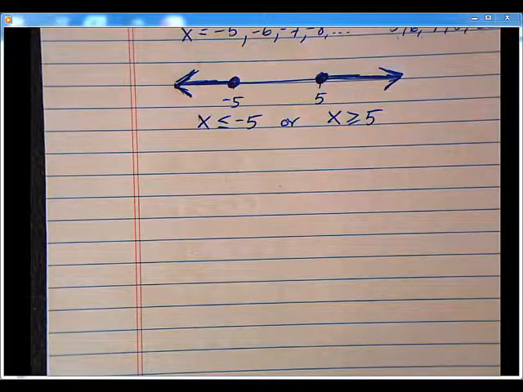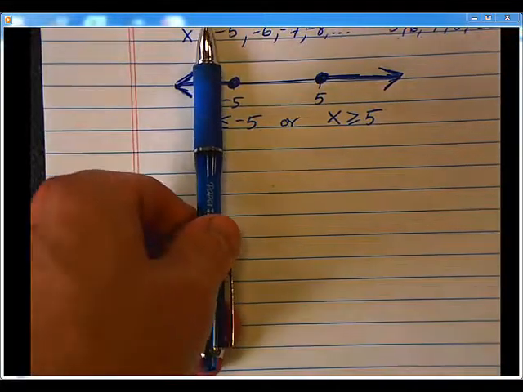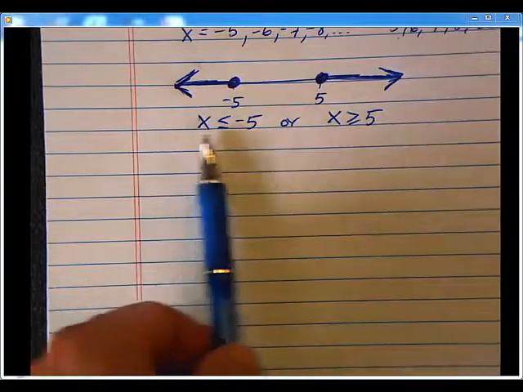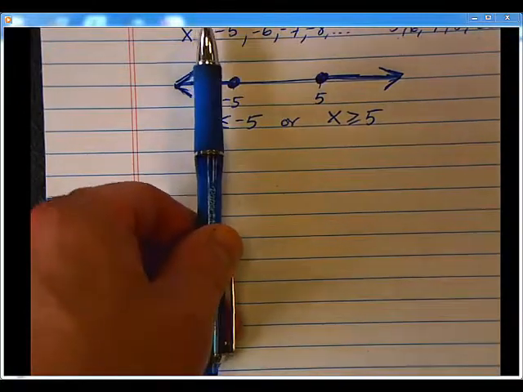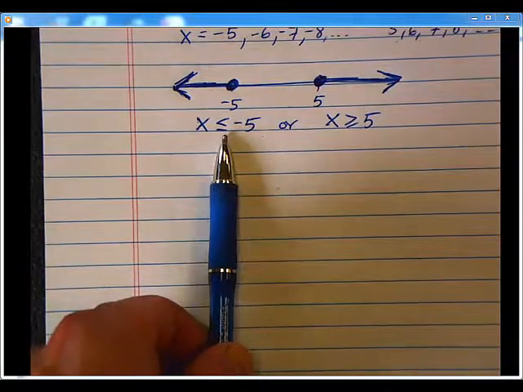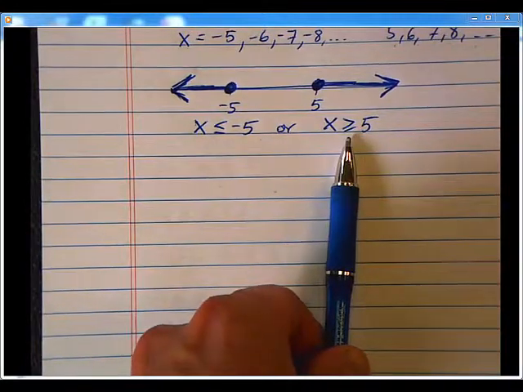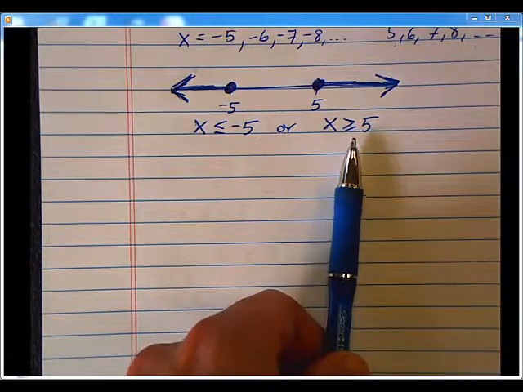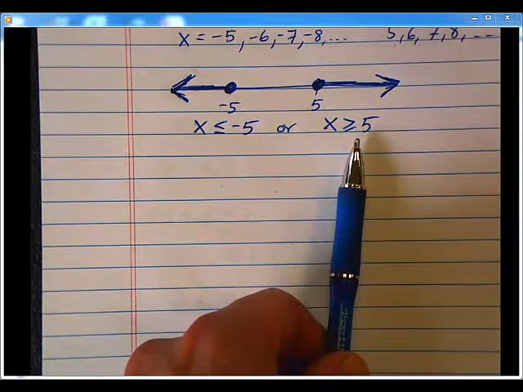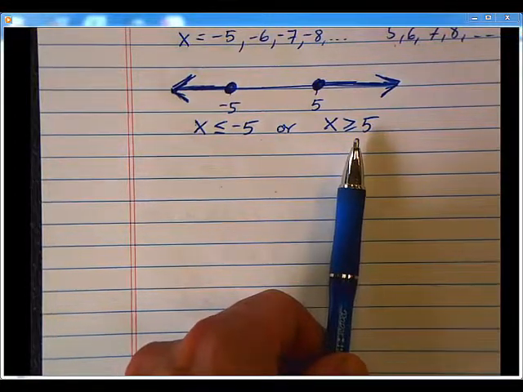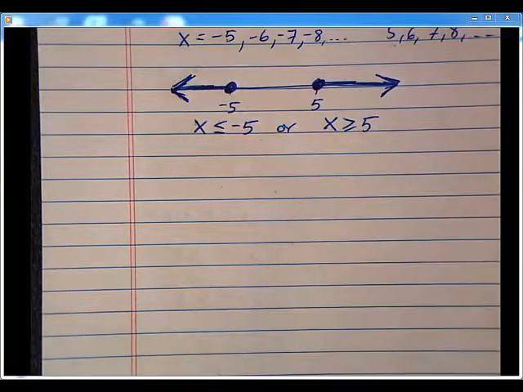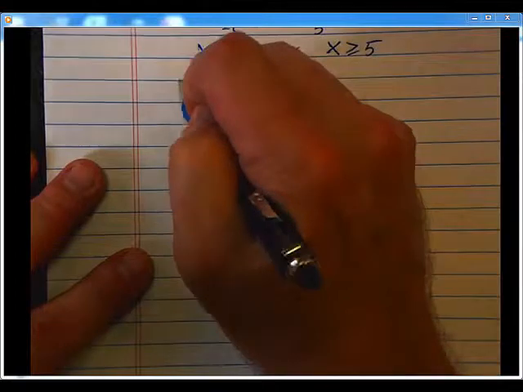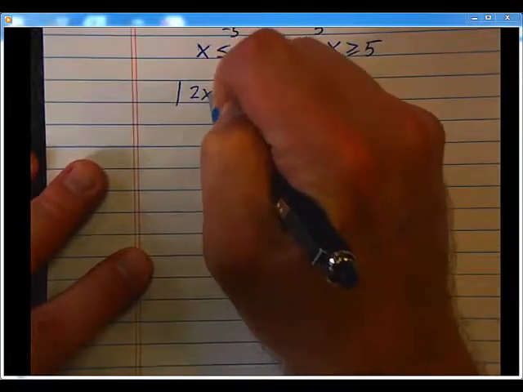Alright, so that's going to happen when you have an absolute value and you have a greater than. You're going to end up with two disjoint answers, so you're going to have to write two distinct different answers. I see a lot of students try to write this as one complete inequality, and there just isn't a right way to do it. It's got to be written as two answers.